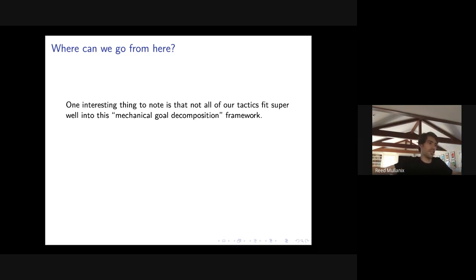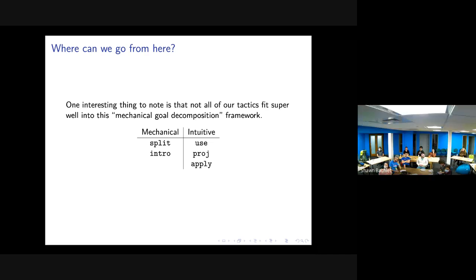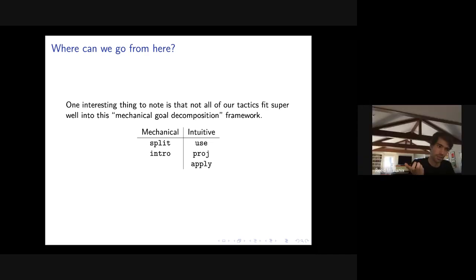One thing to note is that not all of the tactics we have fit well into this mechanical goal decomposition framework, right? So I sort of split them into two categories here. We've got the mechanical ones, like split, which splits a pair, or introduce, which introduces a lambda, right? And those are very obvious what to do. But using a variable is a little trickier, right? Like, which variable do we want to use?